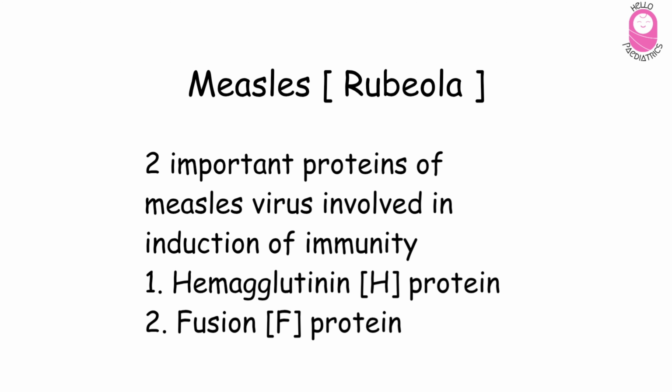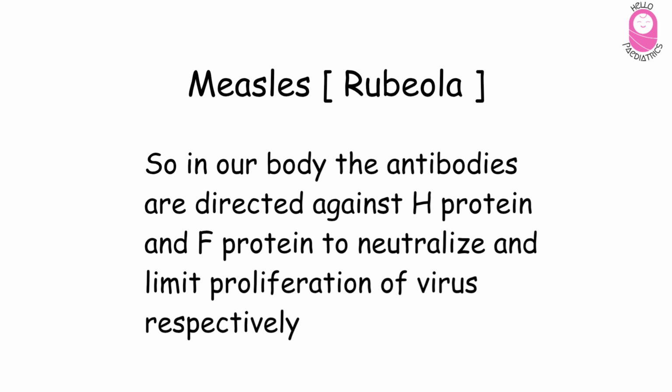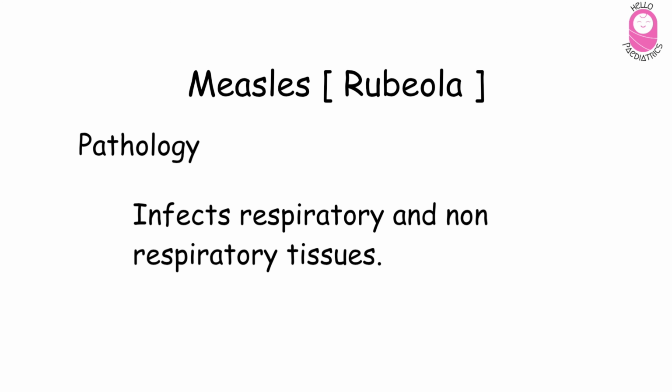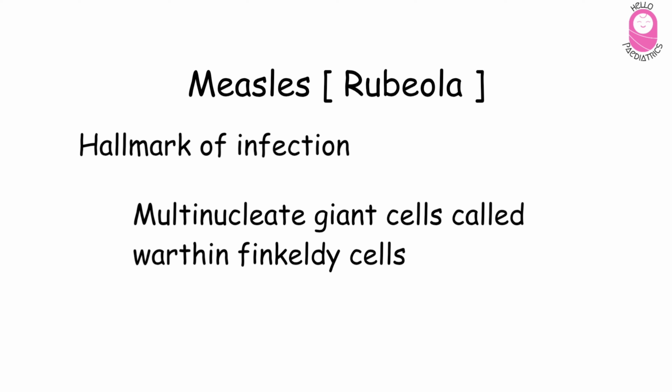The two important proteins involved in the induction of immunity of the measles virus are the hemagglutinin protein and the fusion protein, and our body produces antibodies against these two proteins to neutralize the virus and limit the proliferation of virus respectively. Measles virus pathology includes infection of the respiratory and the non-respiratory tissues, and the hallmark of infection is generally the multinucleated giant cells which are known as the Warthin-Finkeldey cells.